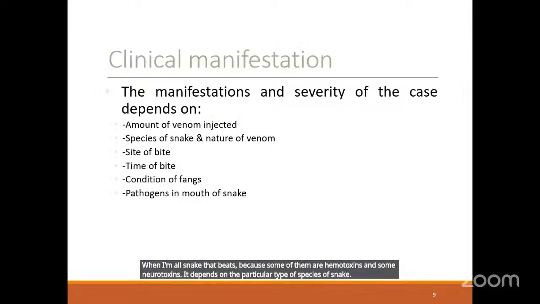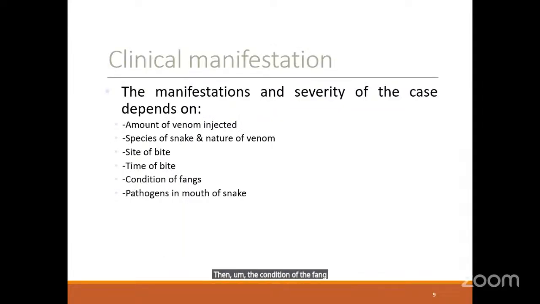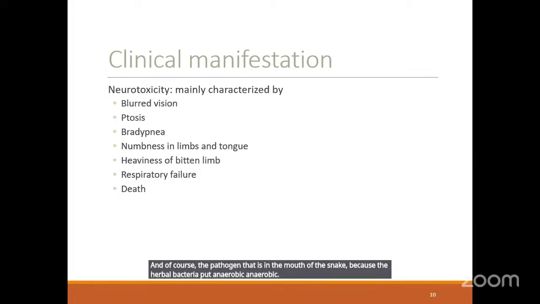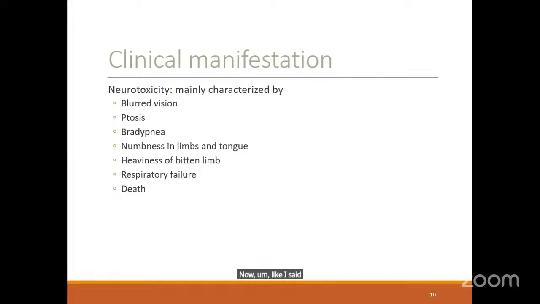Then the condition of the fangs also matters, because if the fang is intact, you know that there will be more effective venom delivery. But if the fangs are broken or damaged, you have more tissue damage. And of course, the pathogen that is in the mouth of the snake, because they harbor bacteria, both anaerobic and aerobic. Now, like I said before, the clinical manifestations could be neurotoxic, hemotoxic.